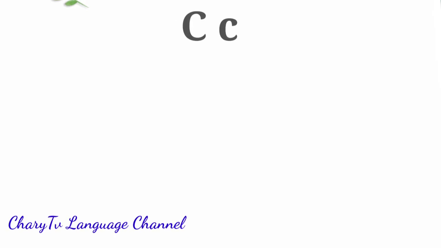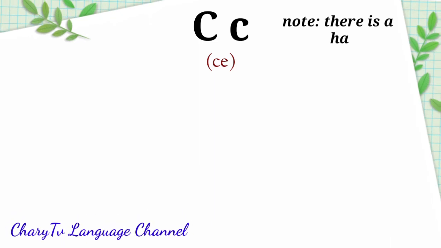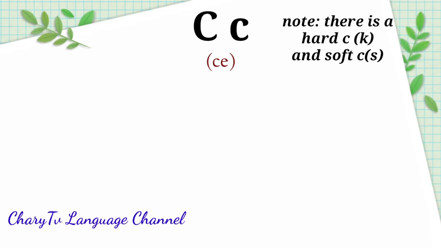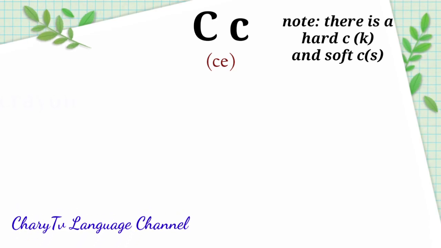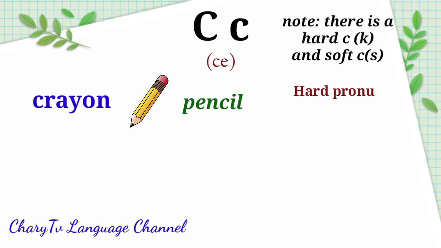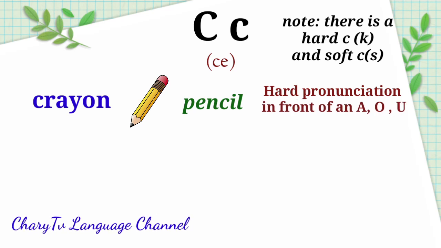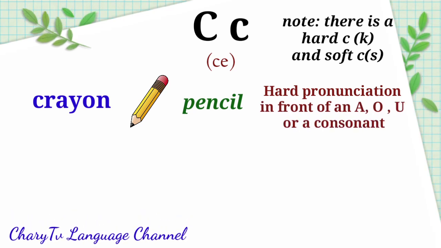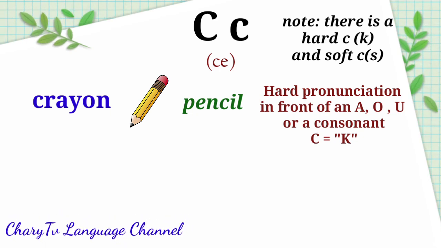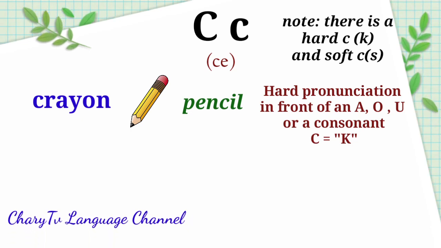The letter C. C. Remember, there is a hard C, that is K, and soft C, that is S. Let's have an example, like crayon, which means pencil. Remember, it is a hard pronunciation if it is in front of an A, O, U, or a consonant. So C is pronounced as K. Okay? Again, crayon. Let's listen. Crayon.